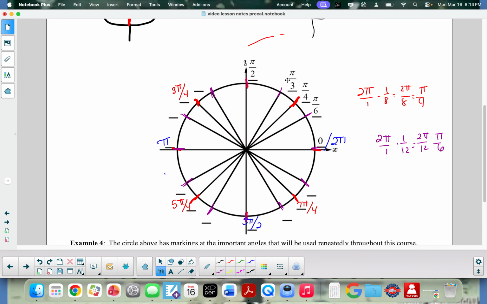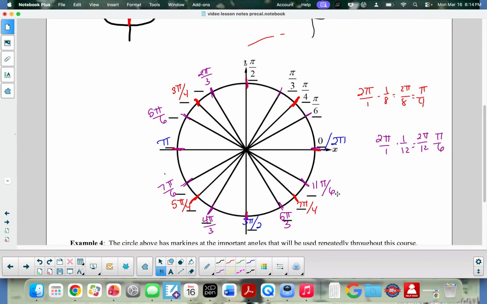1/6, 2/6, which reduces down to a third, 3/6, which simplifies to a half. This would be 4/6, which reduces or simplifies down to 2/3. Okay, this would be 5/6, 6/6, right, for pi, 7/6, 8/6, which would be, again, reduced, 9/6, which simplifies down, 10/6, which would be 5 pi over 3, and 11/6. And again, we'll go over this more in class if we need to.